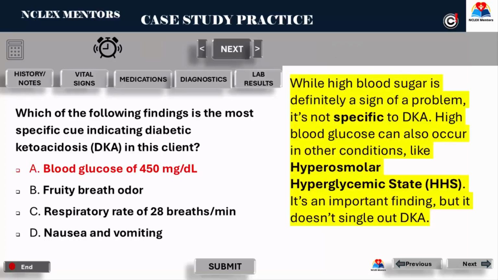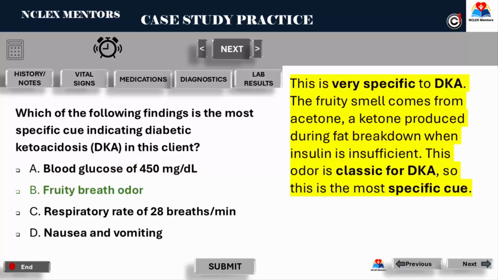A. Blood glucose of 450 milligrams per deciliter. While high blood sugar is definitely a sign of a problem, it's not specific to DKA. High blood glucose can also occur in other conditions like hyperosmolar hyperglycemic state, HHS. It's an important finding, but it doesn't single out DKA. B. Fruity breath odor. This is very specific to DKA. The fruity smell comes from acetone, a ketone produced during fat breakdown when insulin is insufficient. This odor is classic for DKA, so this is the most specific cue.